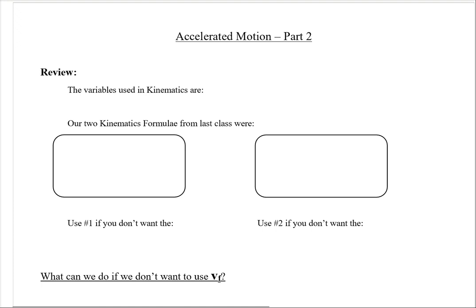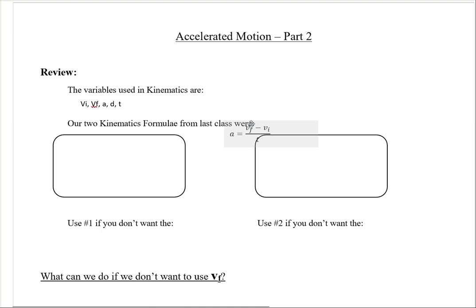So just to bring it back from where we were at the start, we ended up creating two kinematics formulas from before, and we used 5 common variables. The common variables that we have are Vi for the initial velocity, Vf for the final velocity, the acceleration, the displacement, and the time.